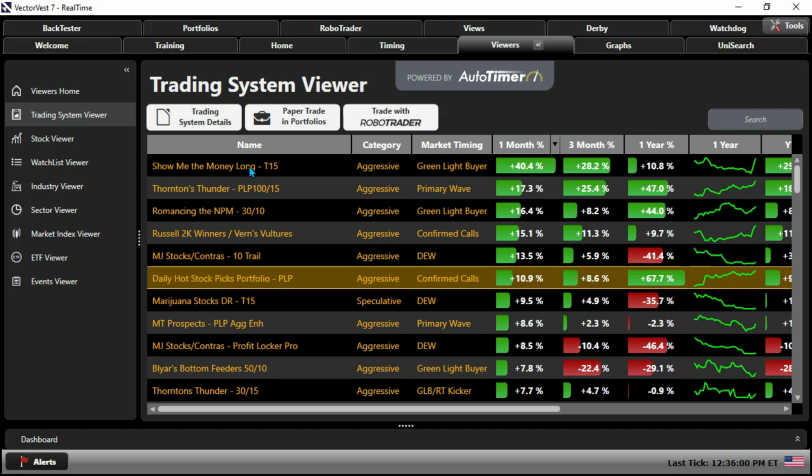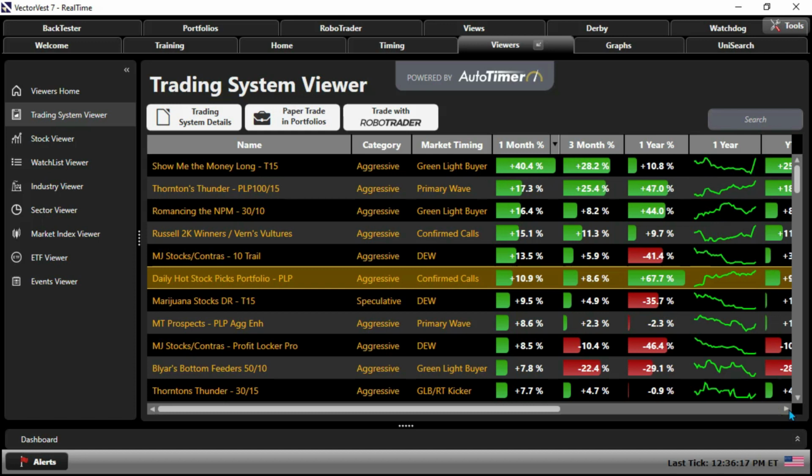We can hook that up for you. Show Me the Money Long, using, looks like, a trailing stop of 15%. It's in the aggressive category. Here's the market timing call using the green light buyer. It's up 40% in the last month. We can see what the 1 year equity curve looks like.